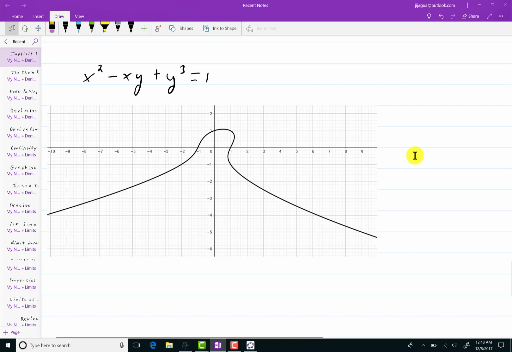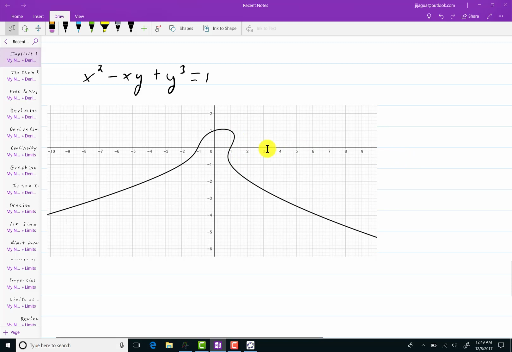But let me get the derivative. I want to find some interesting points here about it. I want to try to find on this graph places where the tangent line is horizontal, like up here somewhere. Over here the tangent line is vertical, and over here the tangent line is vertical. So I might be interested in figuring out all those things.